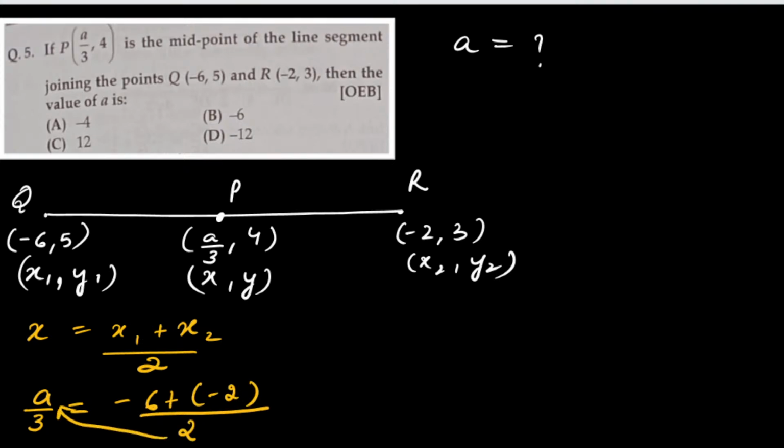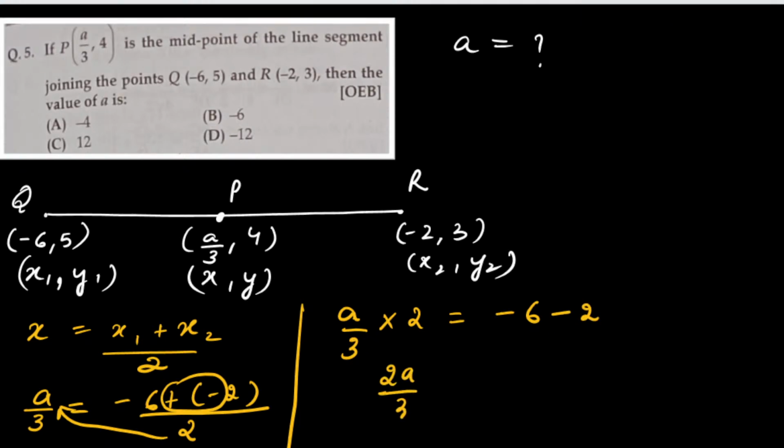Let's shift this 2 to the other side. Because here it's getting divided, when we shift it to the other side it will get multiplied. And here minus 6. So plus minus, whenever two signs are together make it a single sign, so plus minus is minus. Here we can just multiply, it will become 2a by 3, and minus minus.